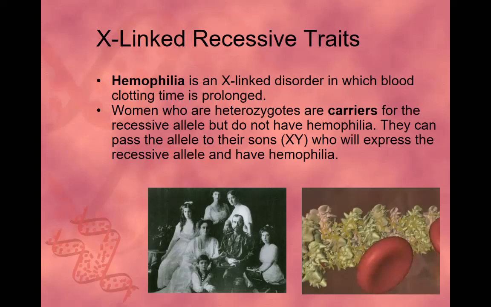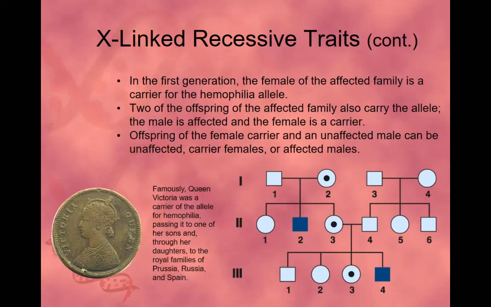Now, the pedigree I have for you here is one from Queen Victoria. She was famously a carrier of the allele for hemophilia. In fact, she ended up passing it on to one of her sons and through her daughters to the royal families of Prussia, Russia, and Spain.